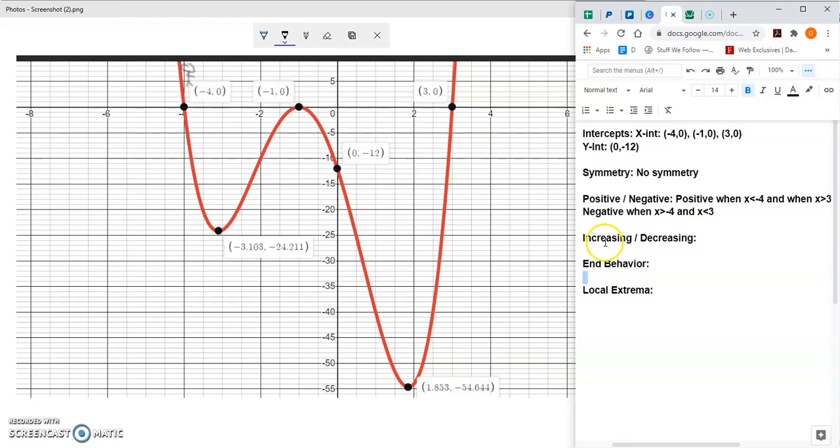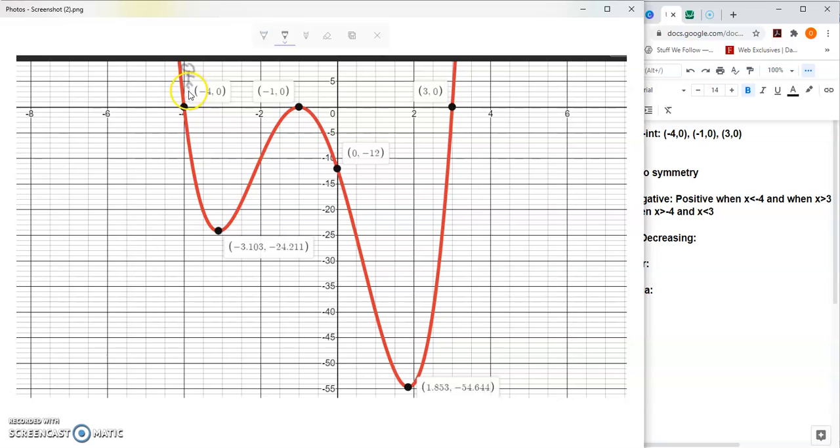The graph is called increasing if Stephen is walking uphill, and it's called decreasing if he's walking downhill. So starting here, it looks like he starts within a decreasing path all the way to there where he starts increasing, decreasing, and increasing again. Okay, that's Stephen's path here.